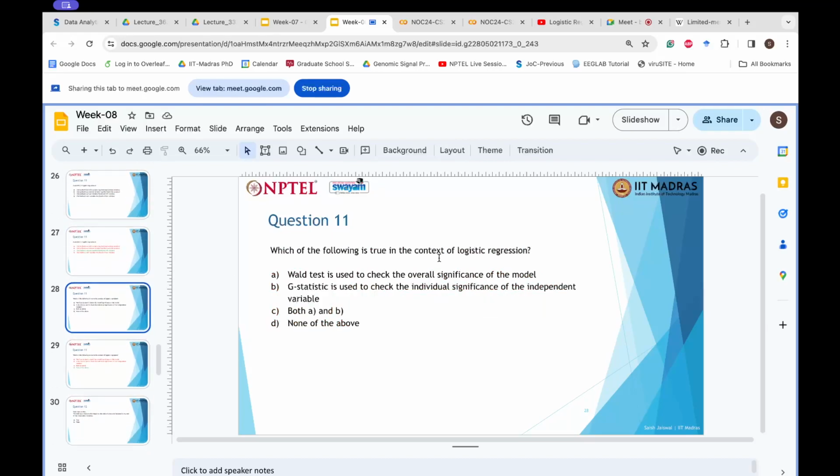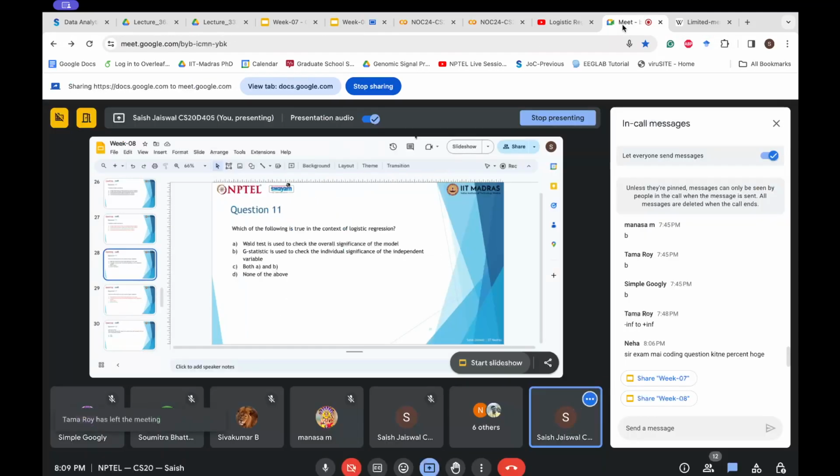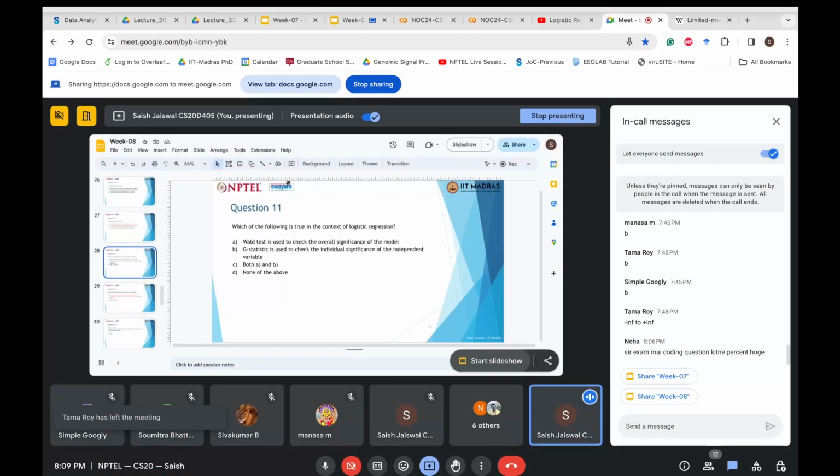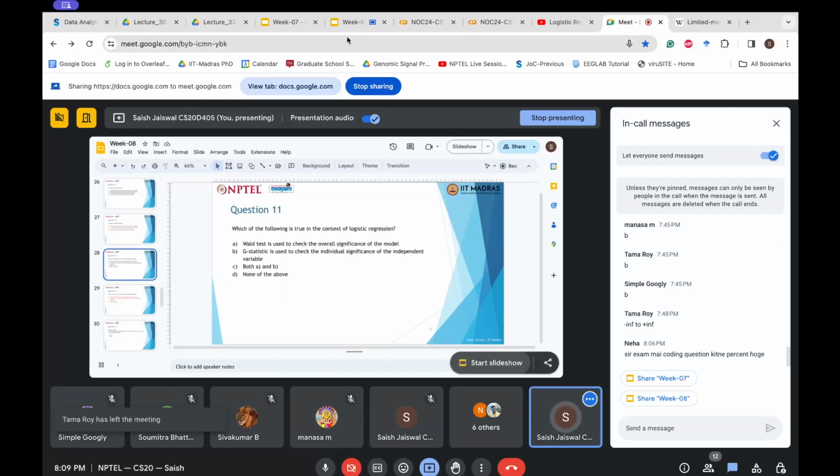Which of the following is true in the context of logistic regression? Okay, quickly answer this and then we'll stop.